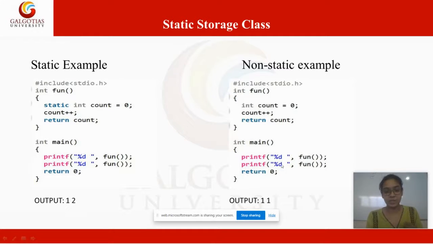Again, this printf method is called. It is invoking another method fun. We are coming here again. But since there is no static word here, again some memory will be allocated. It will be given the name count and it will be initialized to 0. Count will be made plus plus. So the value will become 1 and it will be returned. So hence the output here is 1 1.